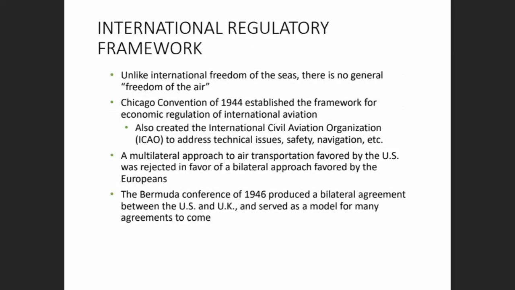Unlike the international freedom of the seas, there's no general freedom of the air. The Chicago Convention in 1944 established a framework for economic regulation of international aviation. It also created ICAO to address technical issues, safety, as well as navigation. Multilateral approaches to air transportation favored by the US were rejected in favor of bilateral approaches favored by Europeans. The Bermuda Conference of 1946 produced bilateral agreements between the US and UK, and served as a model for many agreements to come.